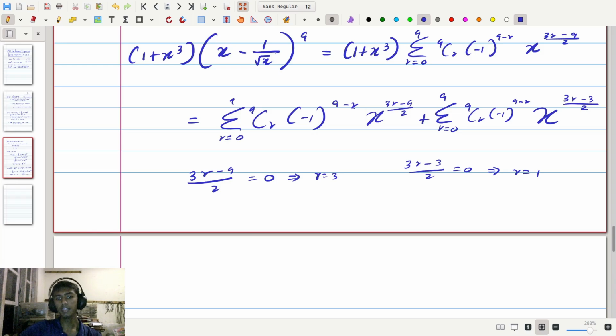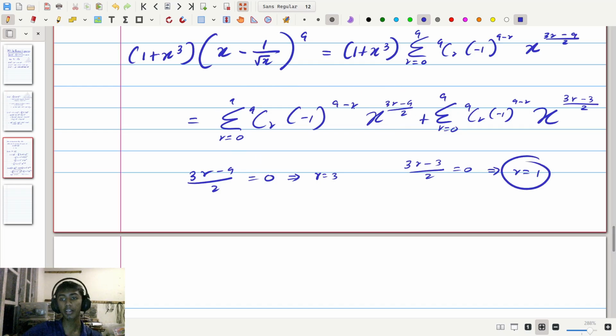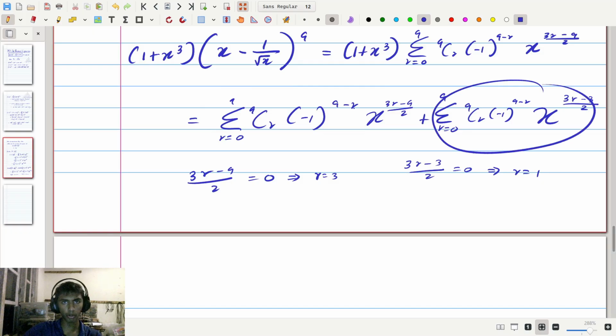Now note, this r equals 3 that gives a constant term from this sum is not the same as this r equals 1 that gives the constant term from this sum. They are two different r's because this r is only relevant for this sum and this r is only relevant for this sum. So don't think that r equals 3 in this sum will also give you a constant term. It won't. It will only give you a constant term in this sum. If we wanted to avoid this, we could have put k as the counting variable in this one, but I'll just use r because that's the most common. So now we can see for r equals 3, this sum gives a constant term, and for r equals 1, this sum gives a constant term.